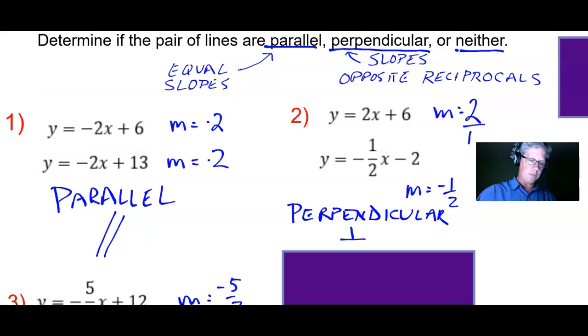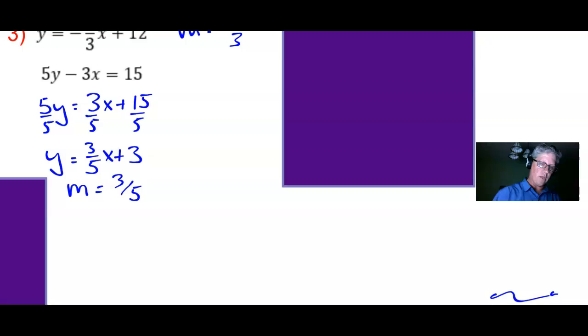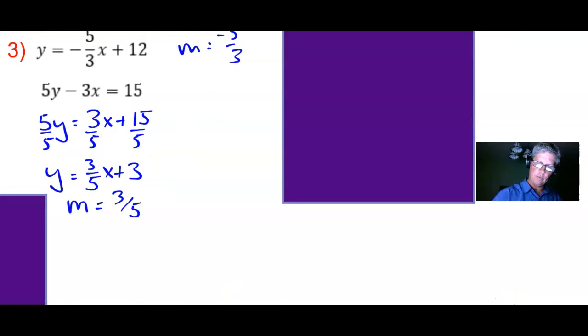Let's compare slopes. The top one is -5/3. The bottom one is 3/5. Are they the same? No, they're not parallel. Are they opposite reciprocals? If I take one, flip it, and change the sign, will I get the other one? Yes, these are perpendicular. Absolutely.